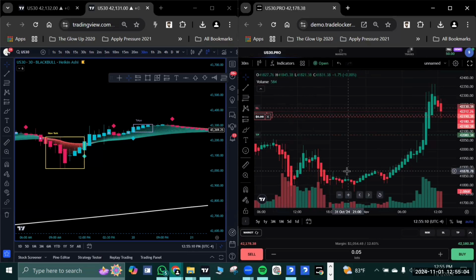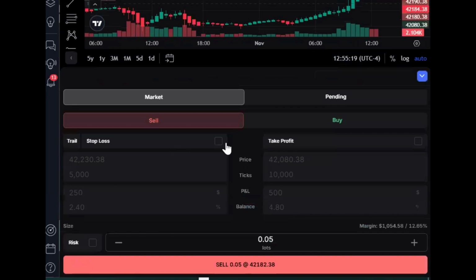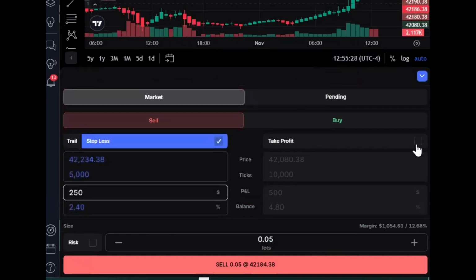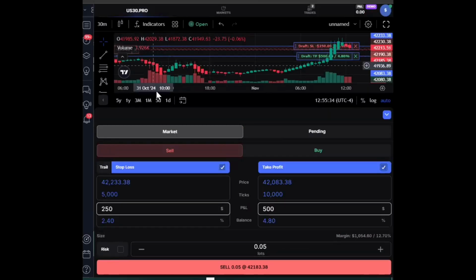If you want to have that set before you press the button, you can do that as well. The way you do that is you click this up here, and we know that we want it. So check mark stop loss, check mark take profit. This is what we want to do. And then whenever we're ready to press the button, it's sitting here waiting for us.